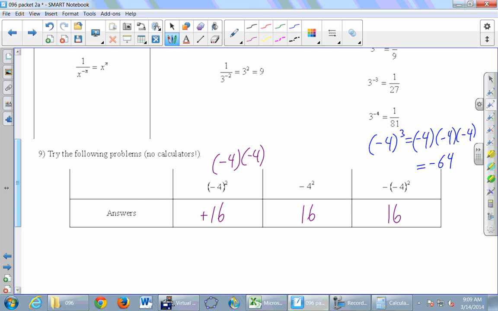How about this next one? This one's really easy to get wrong. A lot of people see this one as being the same as the first one. And so here's the question. The question is, is that 2 strong enough to reach that negative sign? Or does it only reach the 4? It's not strong enough.